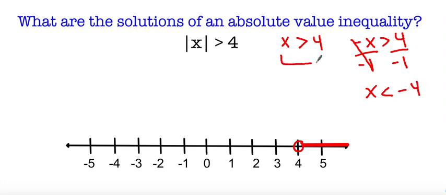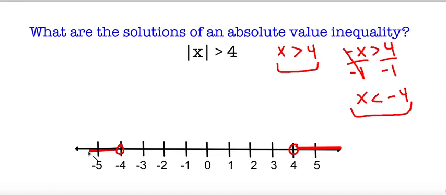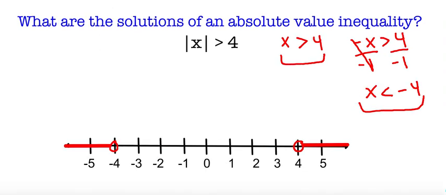Now I did have this graphed, but I also have to graph this on our number line. So x is less than negative 4. Negative 4 is not included, and since it's less than, I'm going to shade to the left. So here I have shading on both sides. We have x is greater than 4 or x is less than negative 4.